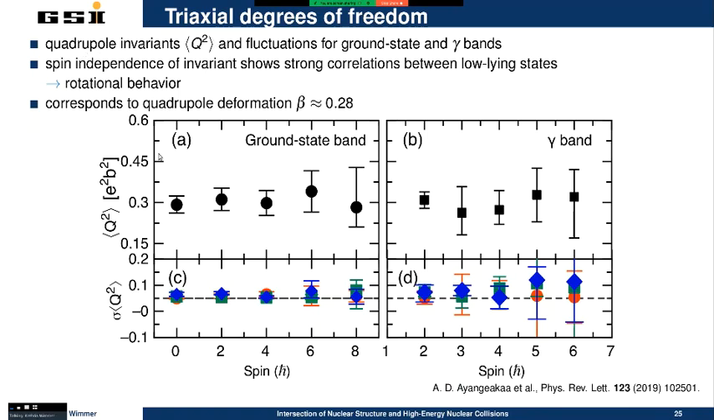So first, what is shown here is the quadrupole invariant and its fluctuation in the ground state band and in the gamma band. And one can see very nicely that they are basically independent of the spin. So this points back to the rotational behavior, and maybe says that this rotational model is very good in this case. So the deformation is the same for all of the states, and also for the states in the gamma band. And this corresponds to a quadrupole deformation parameter of 0.28. And the fluctuations are small.